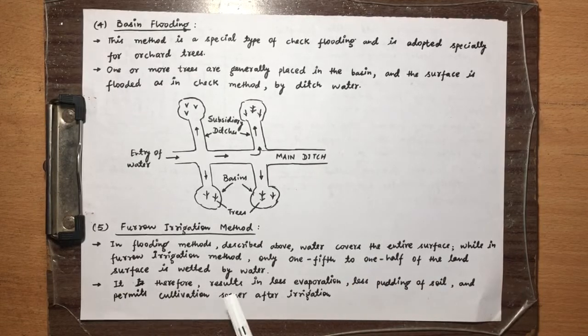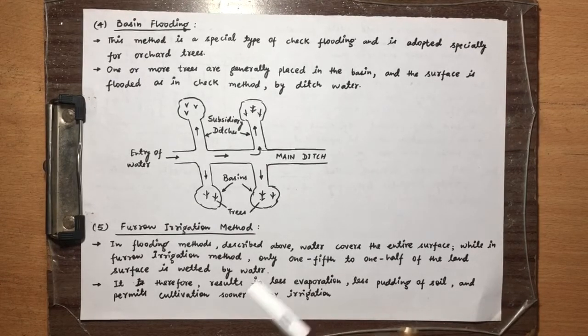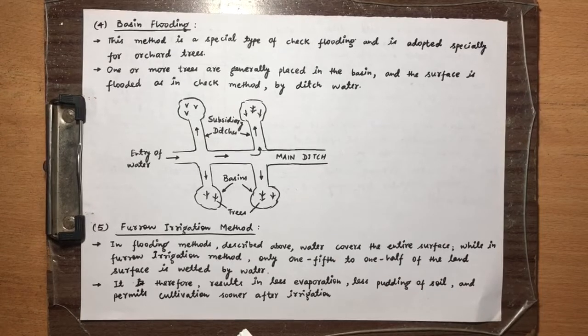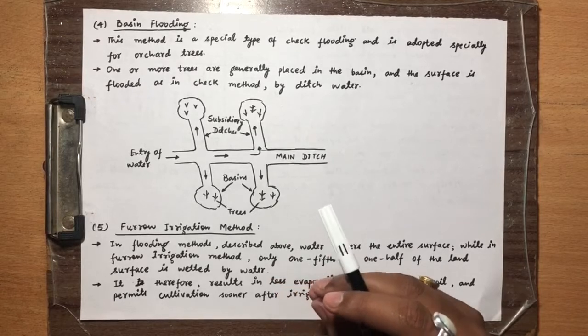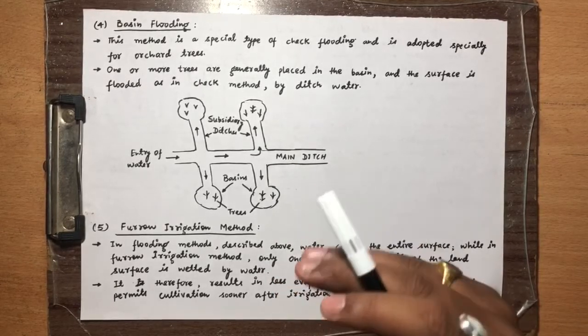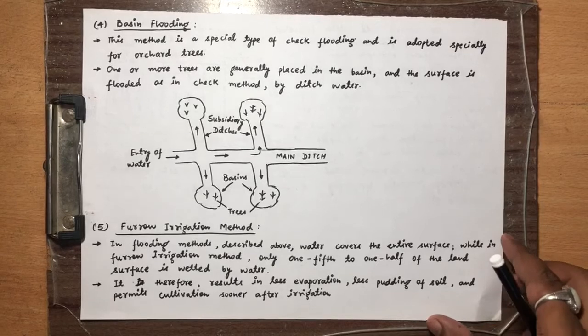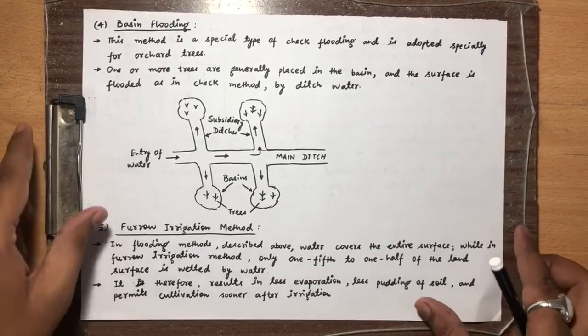It therefore results in less evaporation, less puddling of soil, and permits cultivation sooner after irrigation. If we are not flooding the full field, it is easy to access the crops. So what is the advantage? We can easily sow or cultivate the crops sooner after the irrigation. The crops are easily accessible.